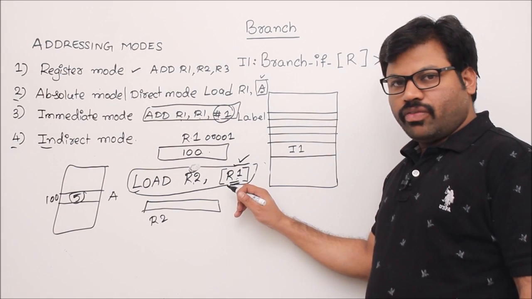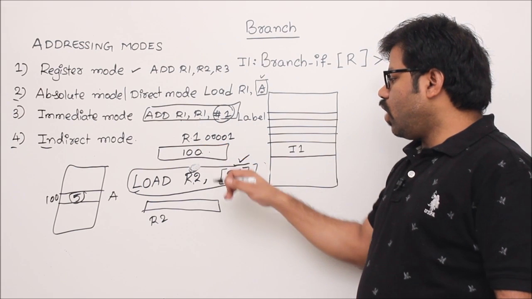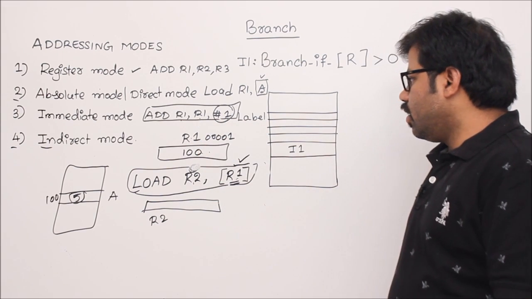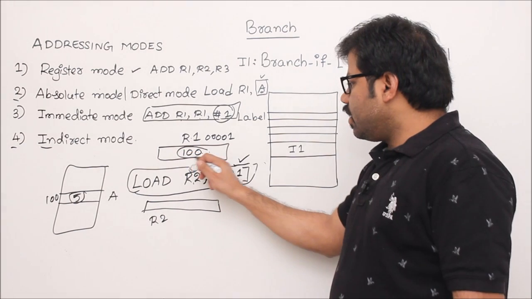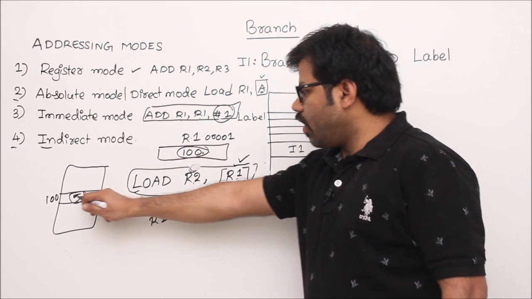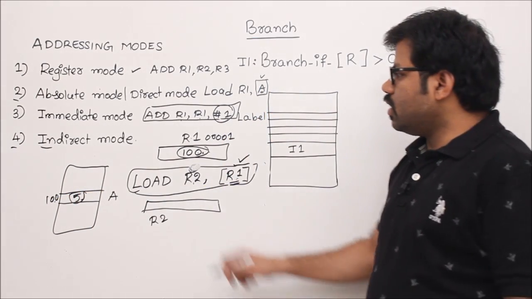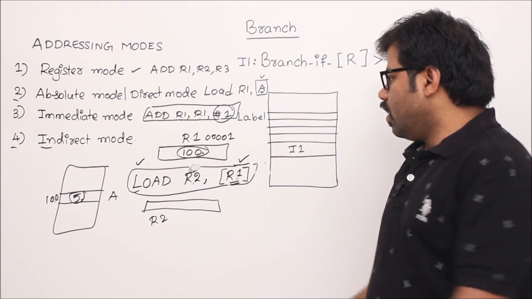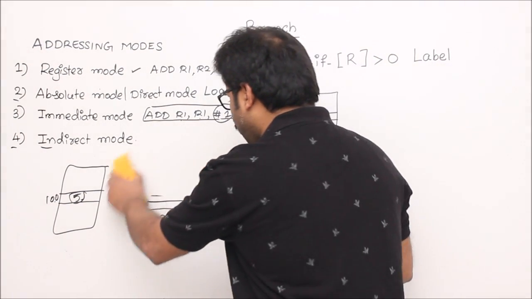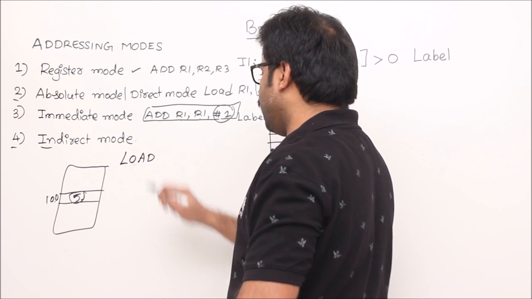Okay, now if you go to R1, do you get the operand? No. If you go to R1, you don't get the operand. But if you take that value which is in R1, and go to that value, that address, you will get a value that is going to be the operand. So this is called indirect mode. Now let us see what the functionality of this indirect mode instruction is.